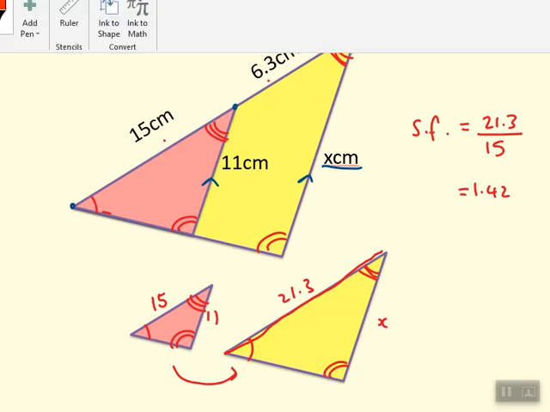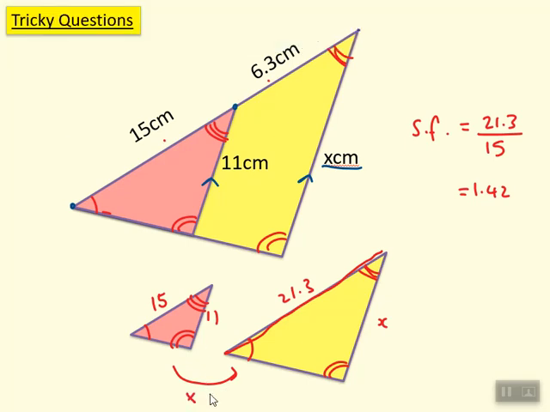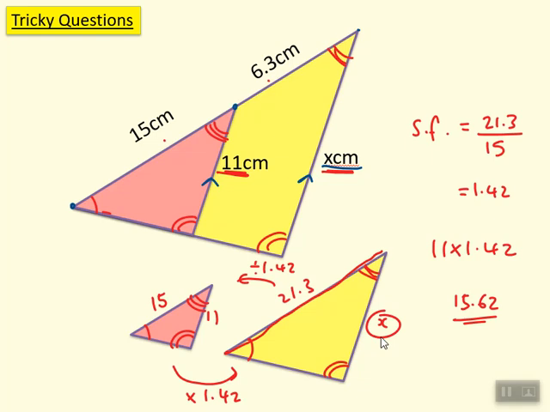Okay, so to get from the small one to the big one, you multiply by 1.42, and to go back, you have to divide by 1.42. So x is on the big triangle, but it corresponds to 11. So 11 times 1.42 is the calculation we need to do. If I just do that on the calculator, we get 15.62, which is how long that side has got to be.